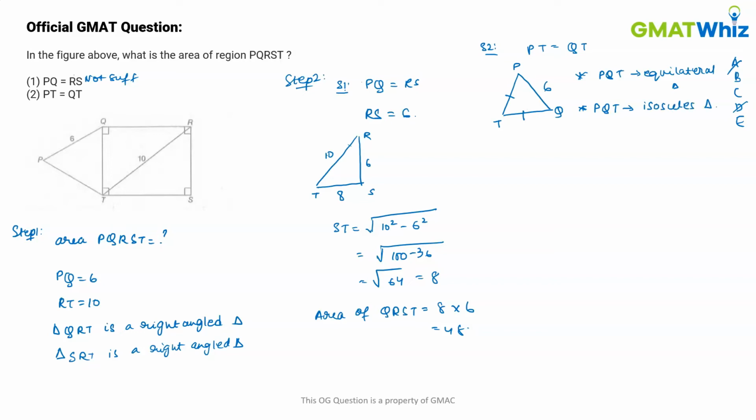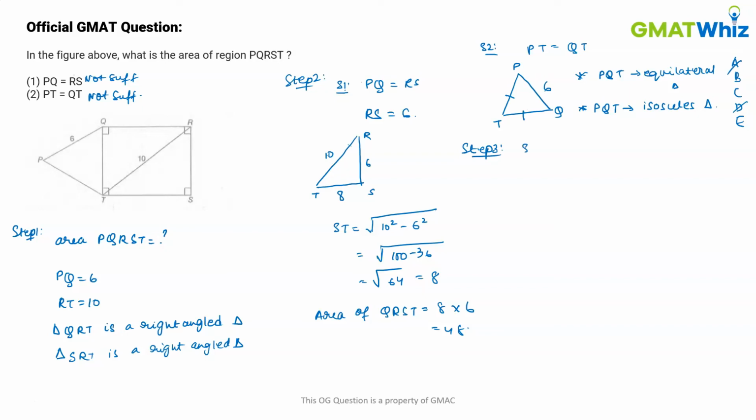Since we are not sure, we cannot find the area of the triangle or of the figure QRST. We conclude that statement 2 is also not sufficient, and we move on to the last step, which is step 3, and analyze the statements together.